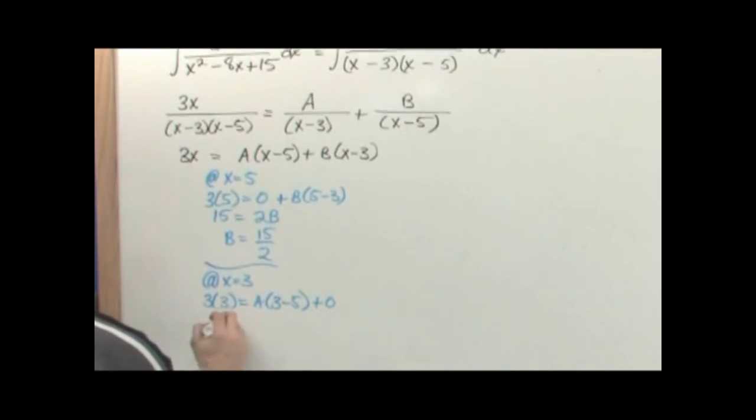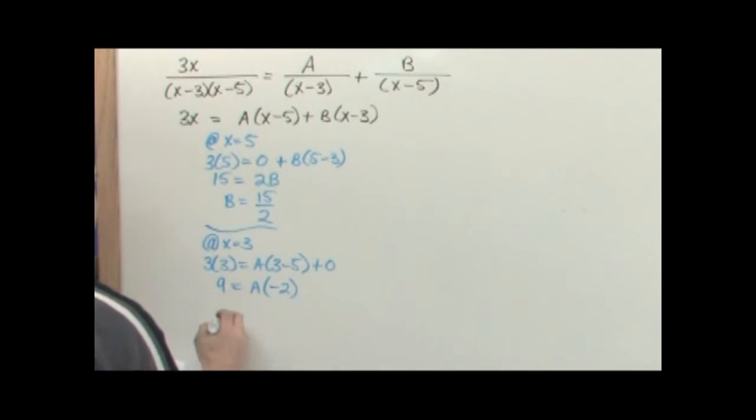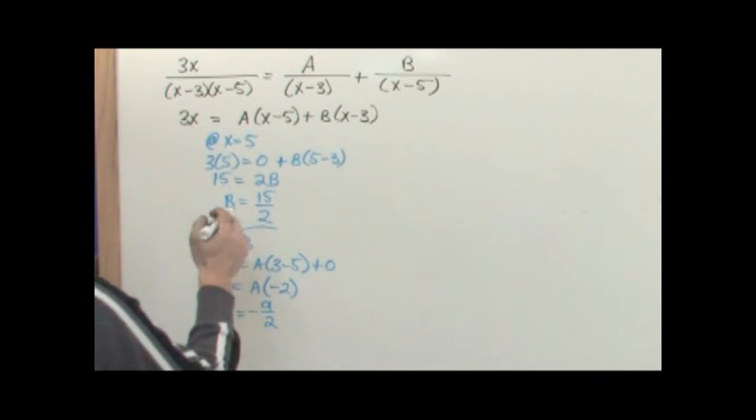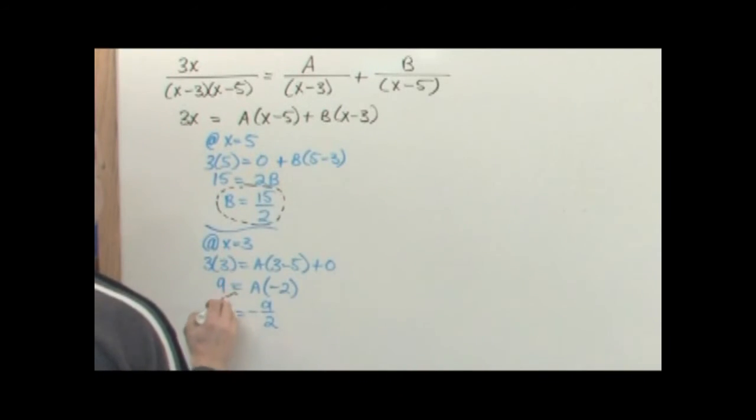3 times 3 gives me 9. And a times 3 minus 5 is negative 2. So solving for a, a is equal to negative 9 halves. It's not a beautiful constant, but it is a constant, and we were able to find it. So we got two constants that are kind of ugly. They're fractions, but at least we found them.